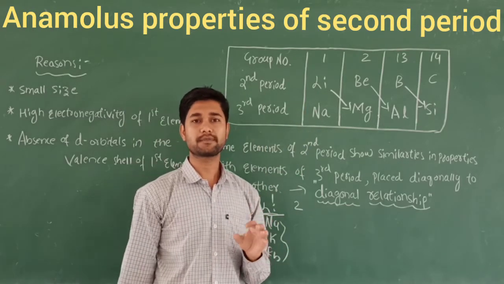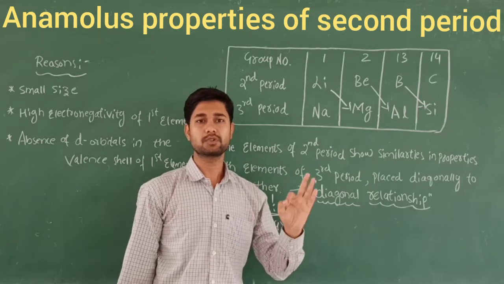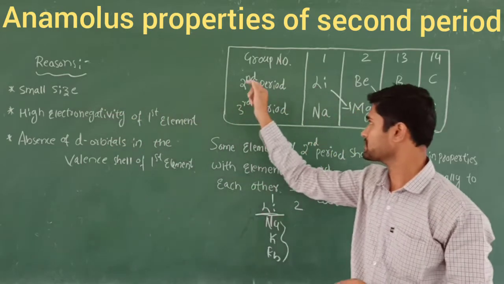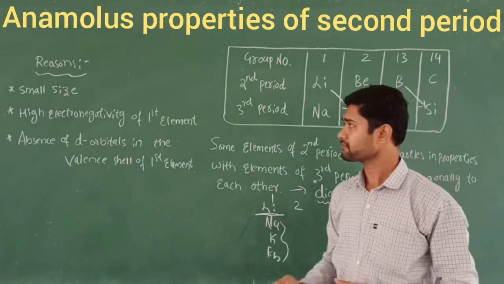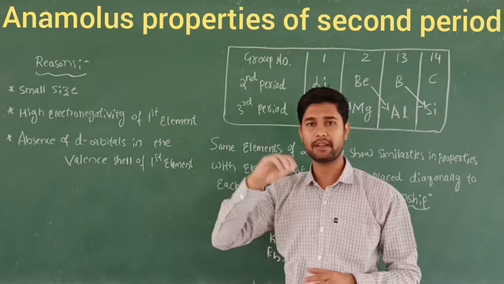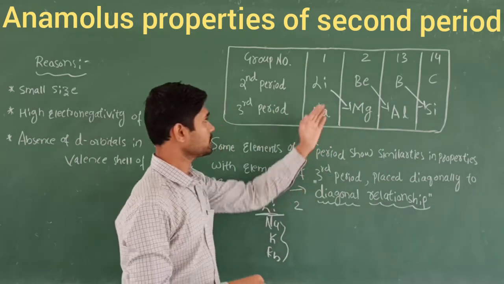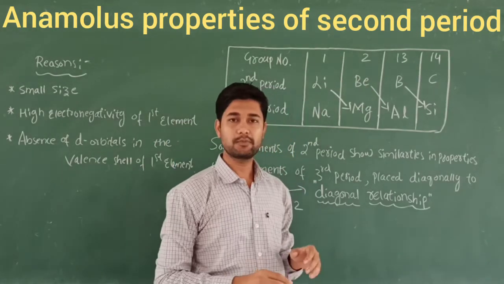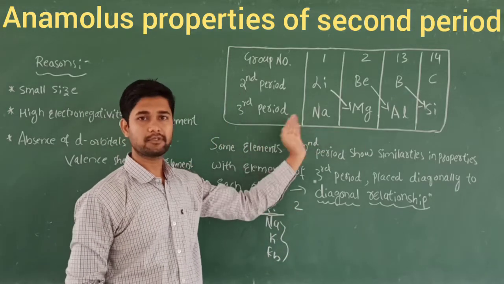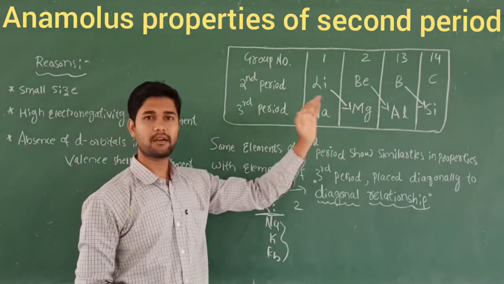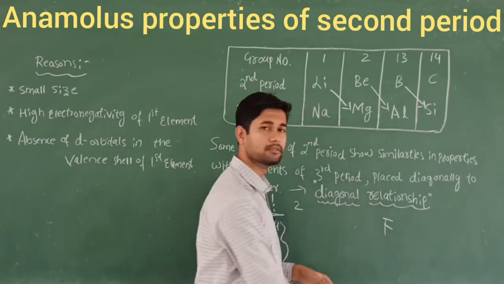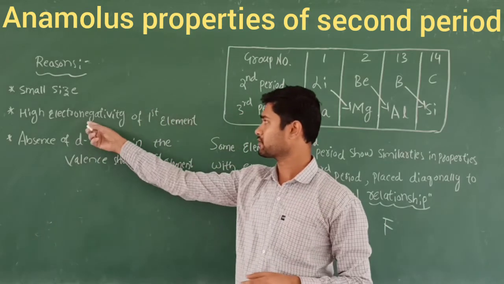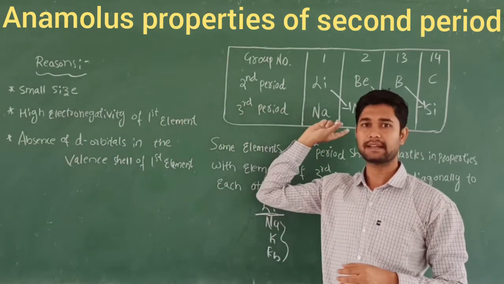What causes this anomalous behavior? The following reasons. What are those reasons? Small size. Obviously lithium is small in size. And high electronegativity of the first period elements. Suppose you take groups 13, 14, 15. Electronegativity increases along the period from left to right. In the second period, almost all of them have it; fluorine has the highest electronegativity in the periodic table. That is the high electronegativity of the first element of this second series.